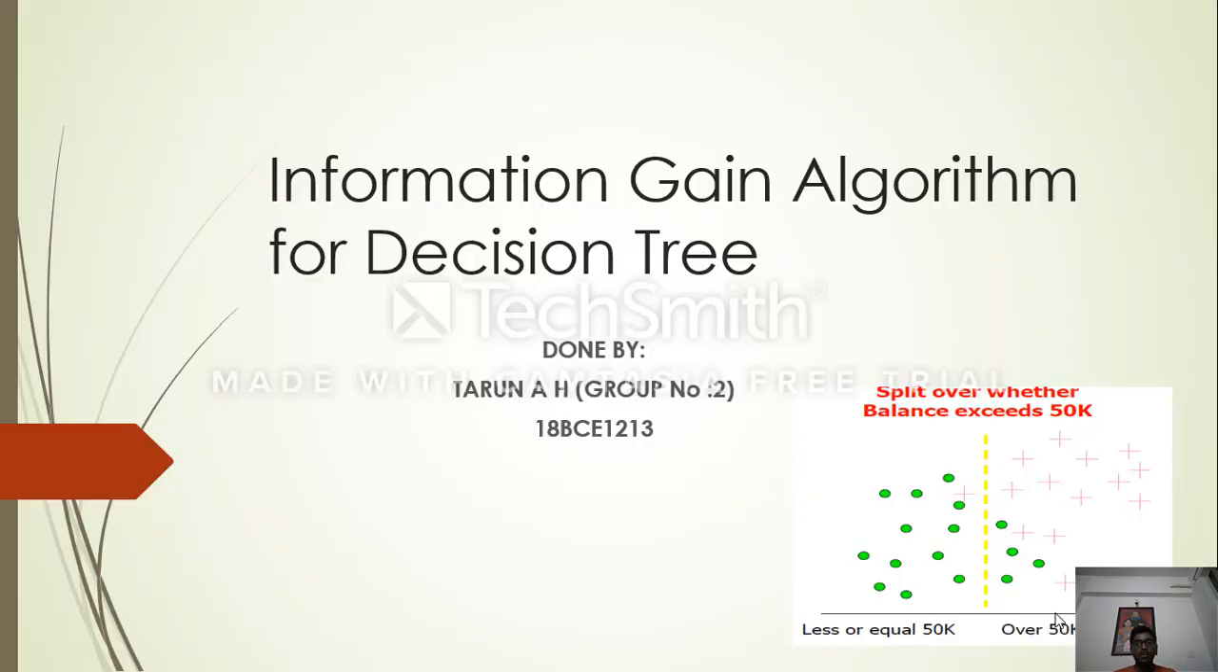In this video, we will discuss in detail the information gain algorithm. Information gain is widely used in decision trees. It is a very popular algorithm and it proves to be very useful. Now let us look at the information gain algorithm in detail.